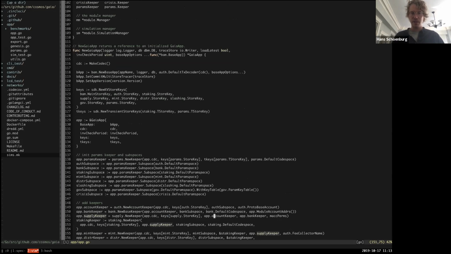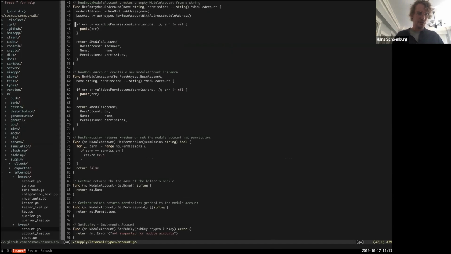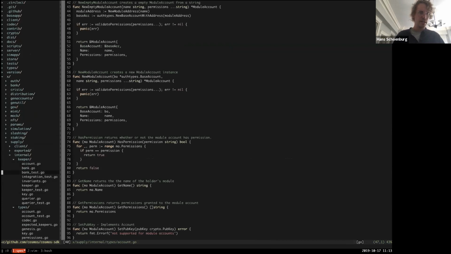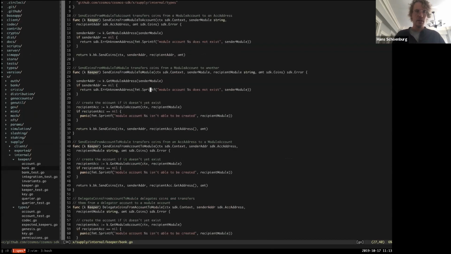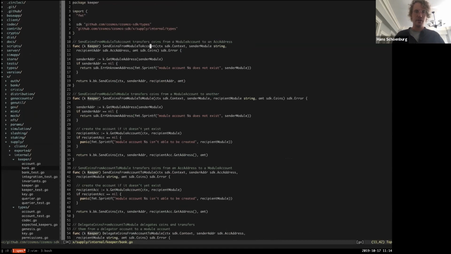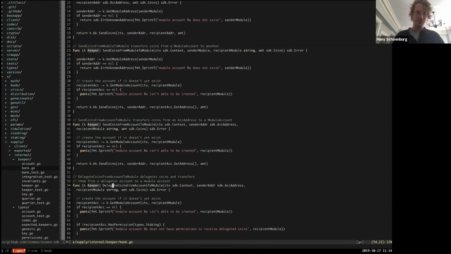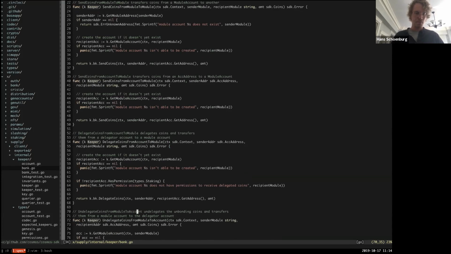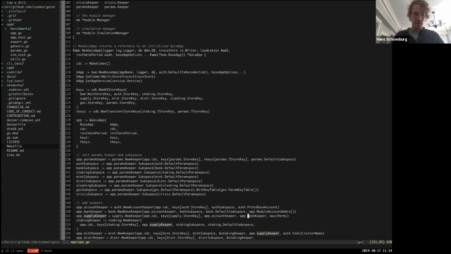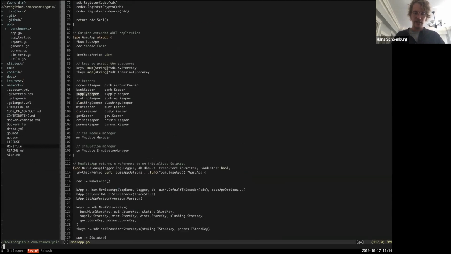So the supply keeper wraps the account and bank keepers with functions. Here's the supply keeper bank function. It provides functions to send coins from a module account to an account address, from a module account to a module account, and also to delegate coins, which is moving coins from a module or an account address to the bonded pool or the not bonded pool. The actions that are allowed are defined in macperms.